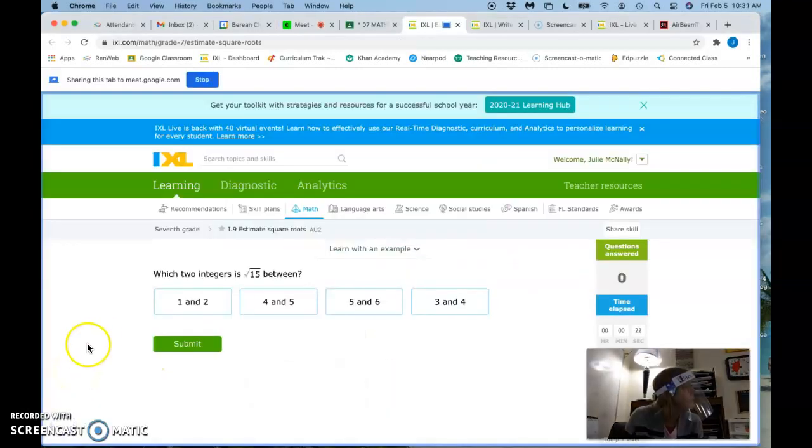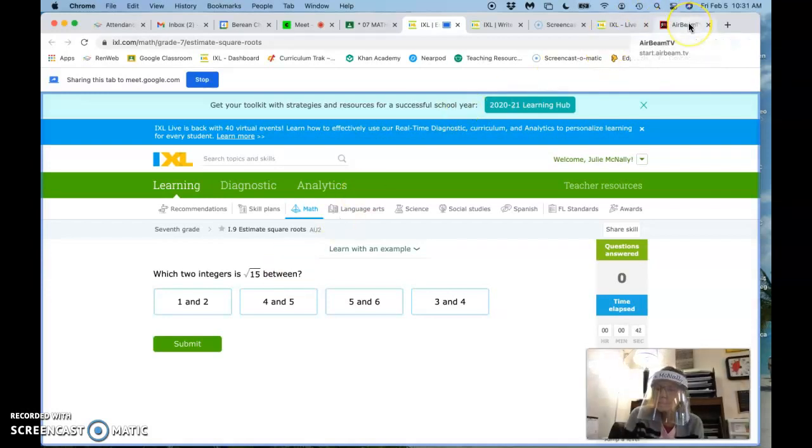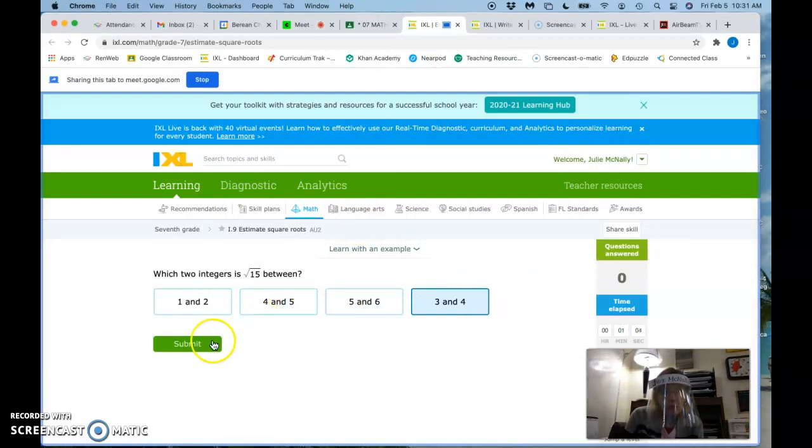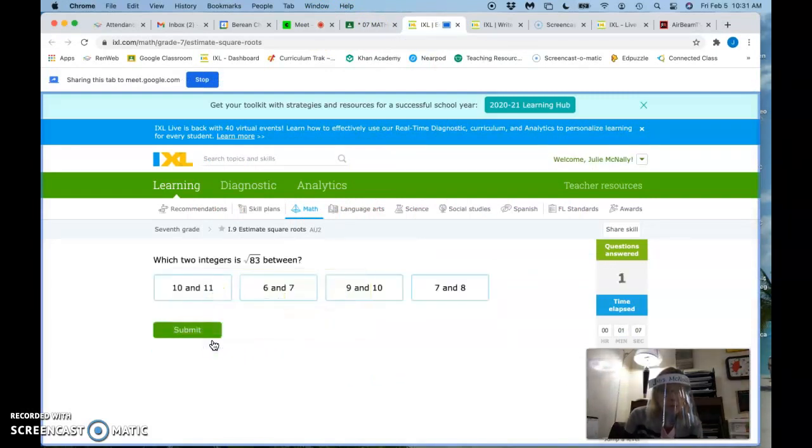Okay, so look at the board, girls, so you can see the IXL. Cameron, which two integers is the square root of 15 between? So you're going to go back to your number line that we made, and you're going to look for the square root of 15. 3 and 4. It's between 3 and 4. That is correct. And let me just show you guys. Look, square root of 15 would fall right there between 3 and 4. Good job, Tiffany. So 3 and 4. Nice. Okay, what about 83?